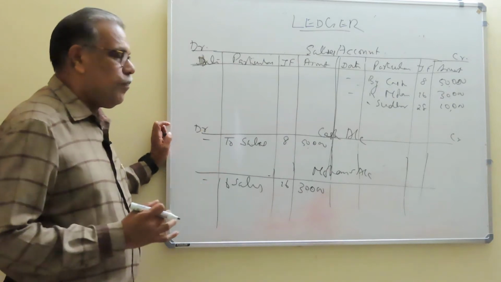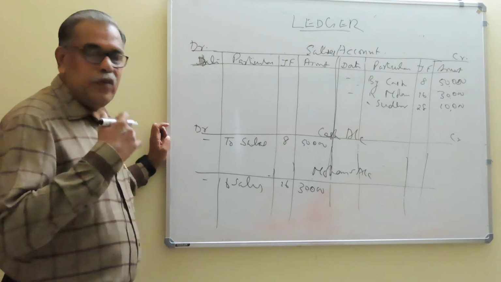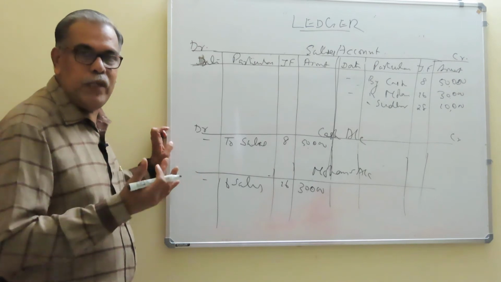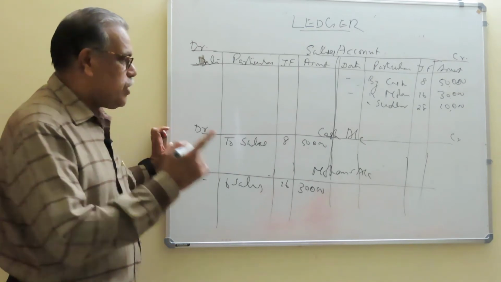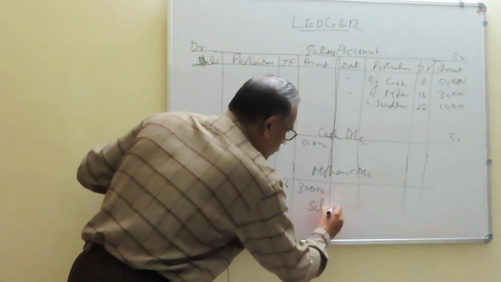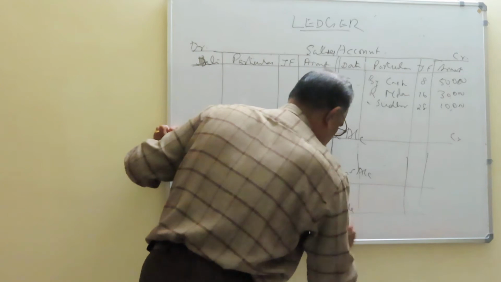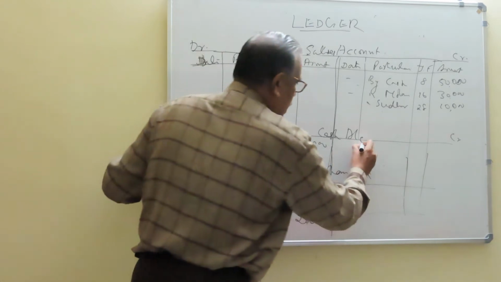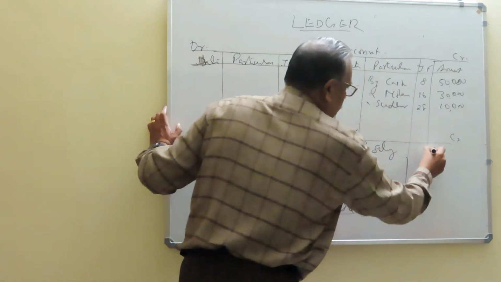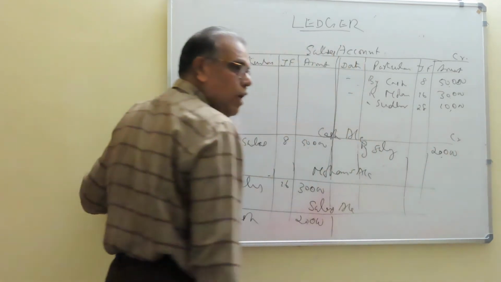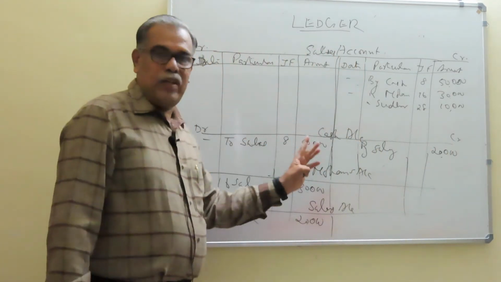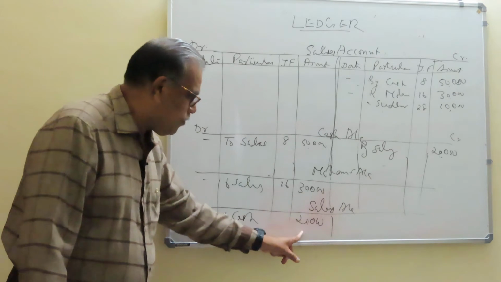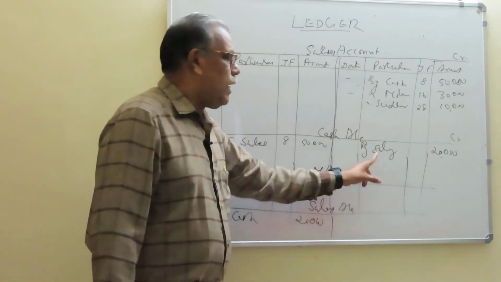Let us take another example also. There is a salary paid of rupees 20,000. When you pay salary of 20,000 rupees, what will be the entry? Salary account debtor to cash. So in salary account, we will write to cash, say 20,000 rupees, and in cash account, we will write by salary 20,000. See, this is a double entry where two aspects of a transaction are recorded in two different accounts. So 20,000 appears on the debit side of salary account and on the credit side of cash account.